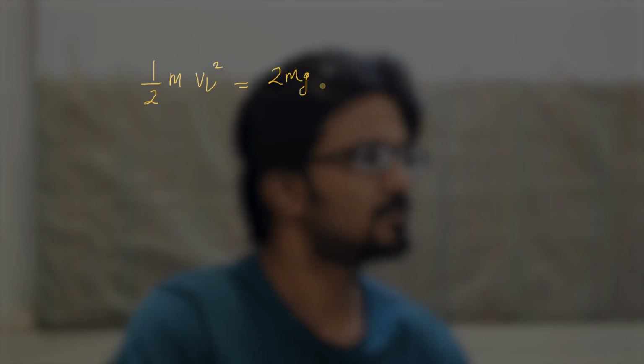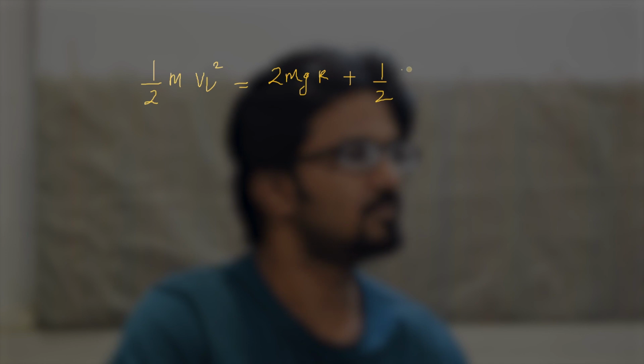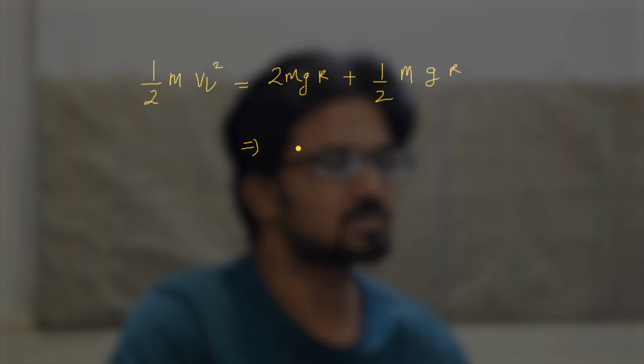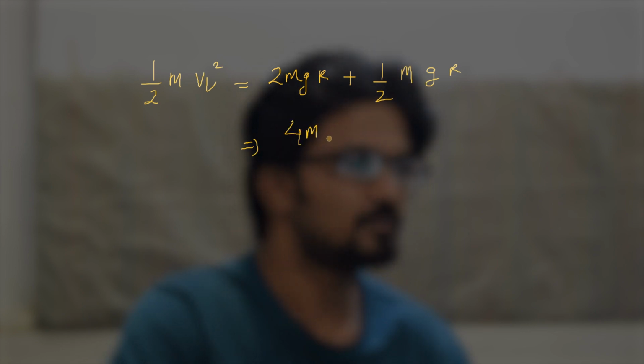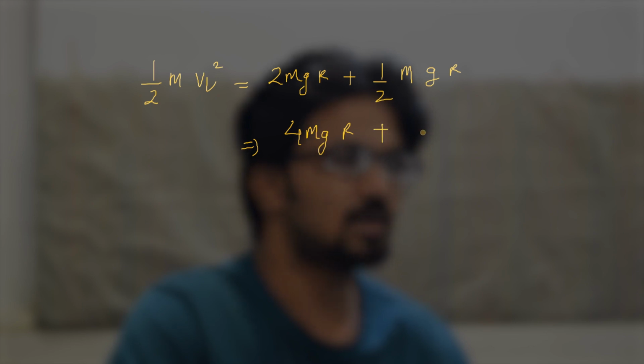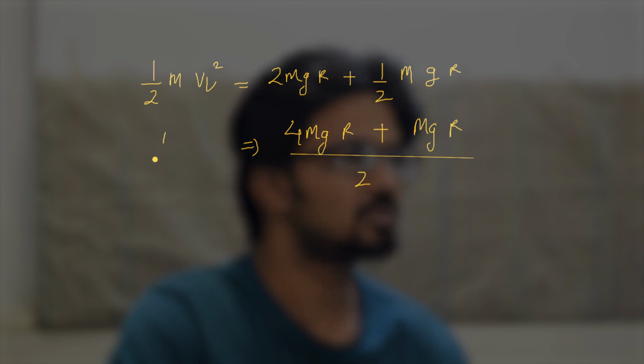So half of m vl square is equal to 2 mgr plus half of m gr. If we calculate this, it would come out to be 4 mgr plus mgr divided by 2, which is equal to half of mass times the velocity at the lowest point square. So this is how we can calculate.